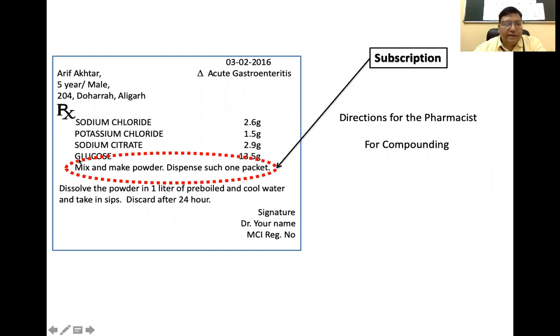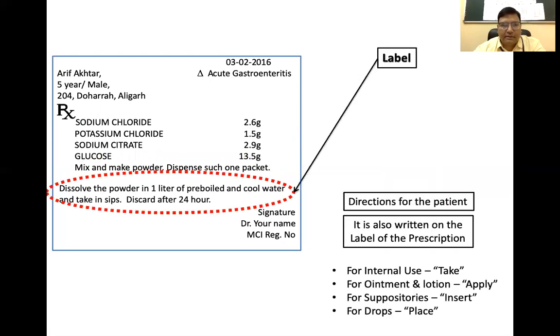Just below the inscription, in its continuity, is written the subscription, and this is the direction to the pharmacist for compounding, preparing, and dispensing the drug. And next is the label, which is the direction to the patient. It is also written as label on the prescription, and the label we put on the dispensing bottles and jars is also known as label. For internal use, we write take, like it is to be taken in sips. For lotions or ointments, we write apply. For suppositories, we write insert. And for drops, we write place.